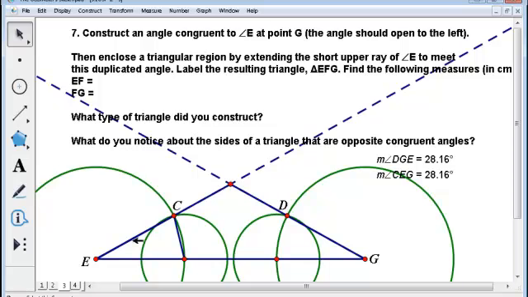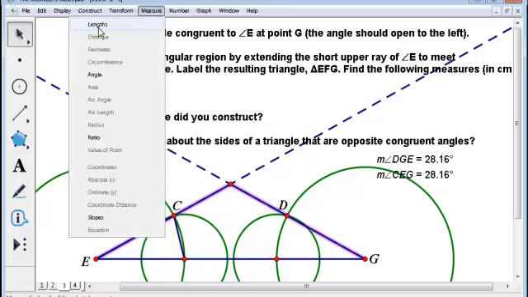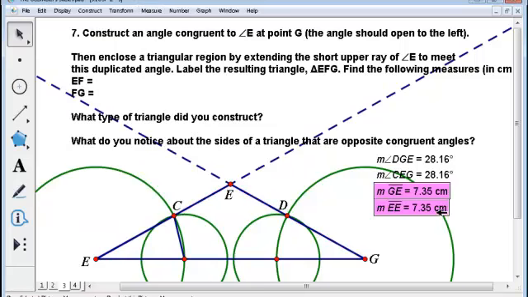Okay, I already know my angles are equal. And what would you expect to happen in a triangle to sides opposite equal angles? They should also be equal. So if I highlight my two sides, measure those, I get confirmed that those are equal in length as well.